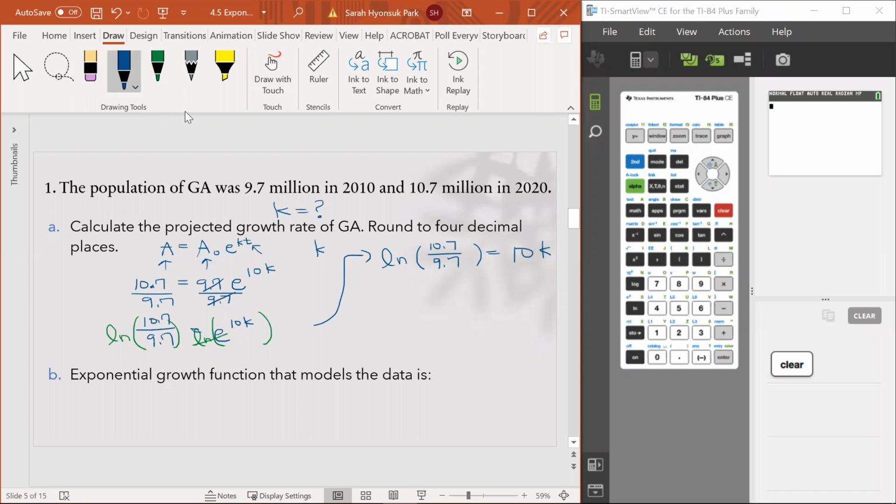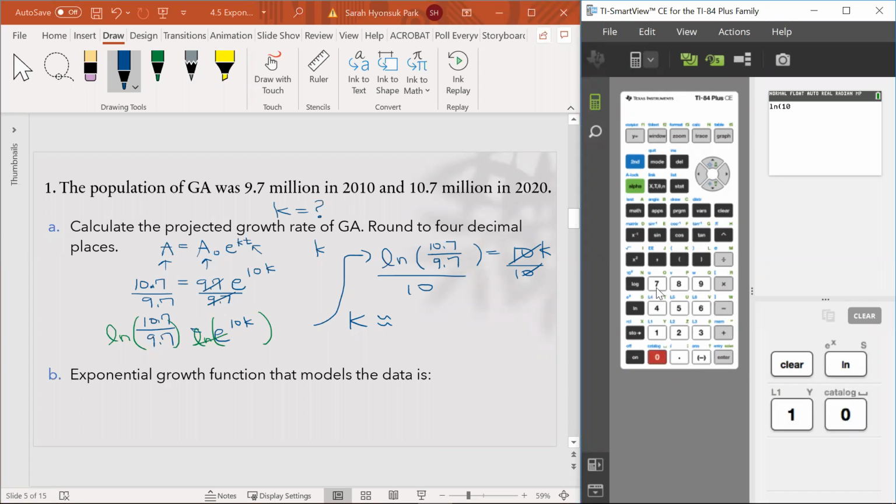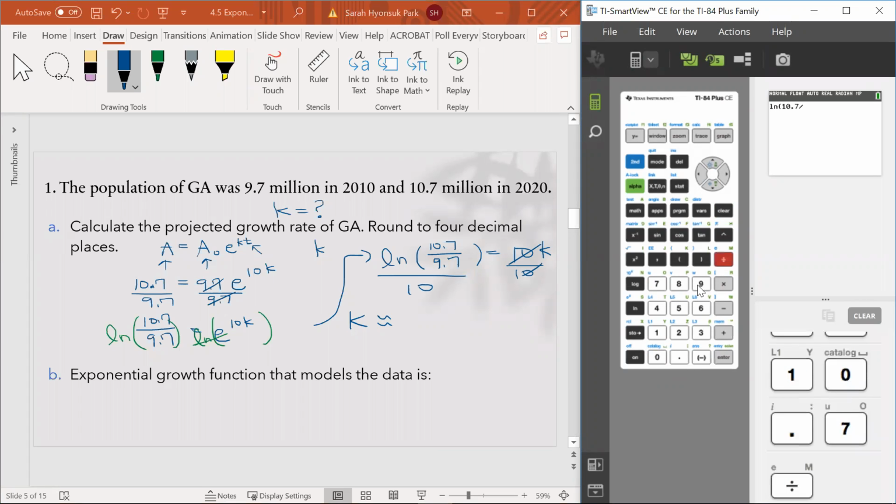Now to get K by itself, we can divide both sides by 10. And K is going to be ln of 10.7 over 9.7. So let's put that in the calculator: 10.7 divided by 9.7, all over 10. So let's round to 4 decimal places. We have 0.0098. That's our growth rate.